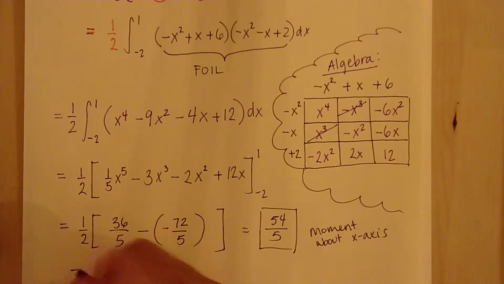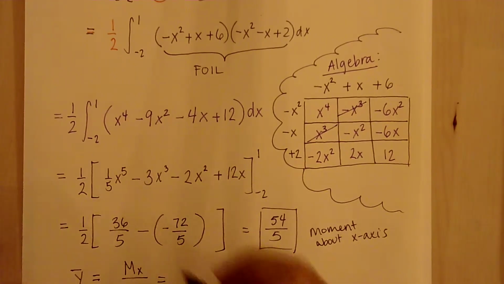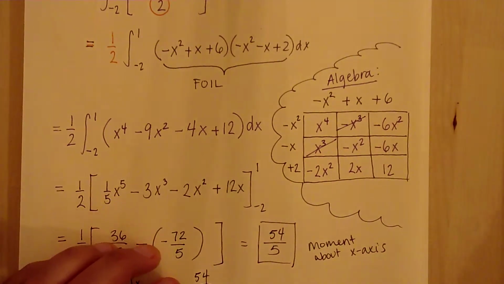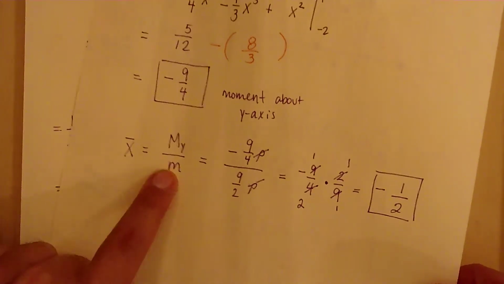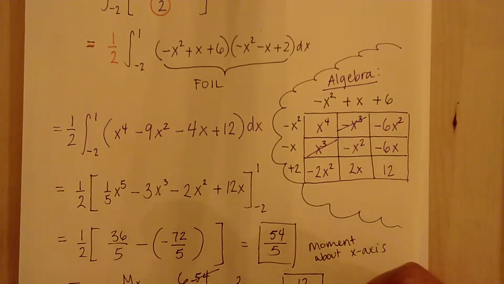And so since y bar is just equal to m sub x over the mass, we'll just say that this is 54/5 times the reciprocal of the mass, which, where's the mass? Just looking at this previous problem, the mass was 9/2. So that's going to be times 2/9. Okay, so you can just throw that in the calculator if you want, but if you want to test yourself, this should simplify to 6/1. So that's going to be 12/5. This is the center of mass in the y direction.